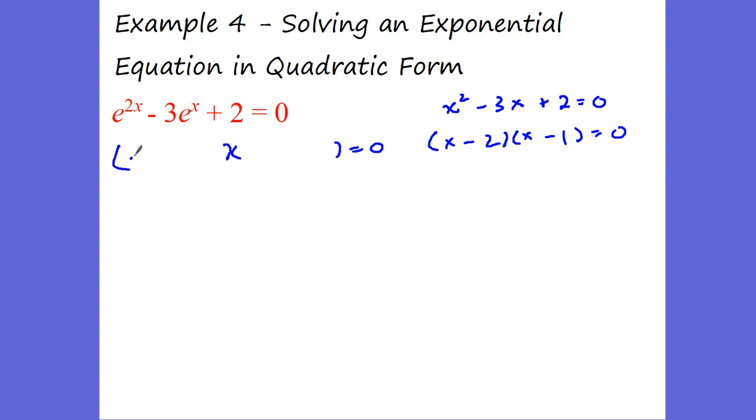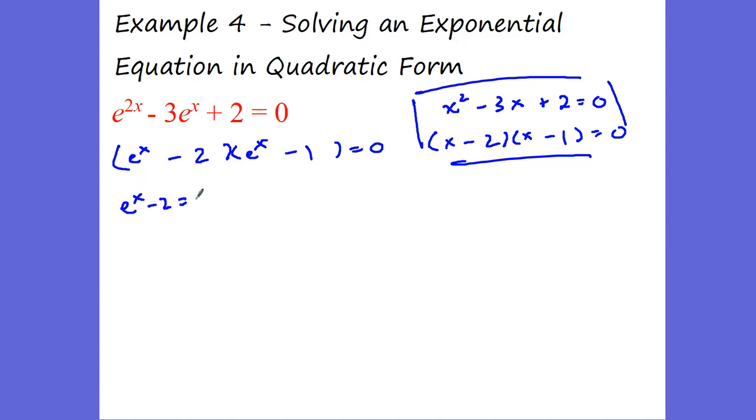This is the exact same thing that we have here when we do this little factoring job. We have e to the x times e to the x equals e to the 2x, just like x times x is x squared. It's e to the x squared, and you have minus 2 and minus 1. It's the exact same thing as factoring, except instead of x's, we're using e to the x's. So now I have e to the x minus 2 equals 0, that could be a factor, or e to the x minus 1 equals 0, that could be a factor. Which means e to the x is equal to 2, or e to the x is equal to 1.